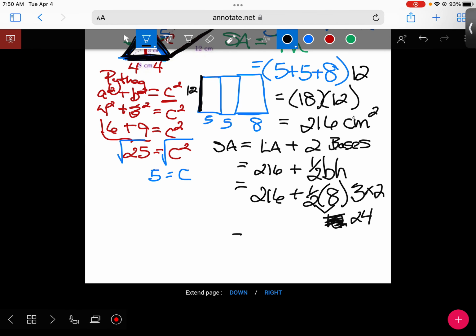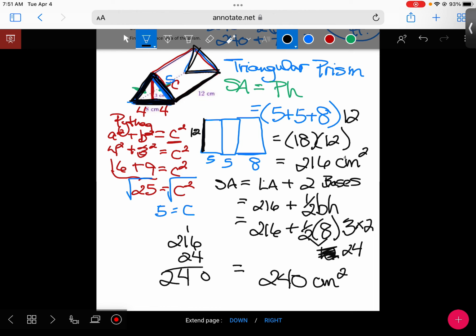So adding those together, 216 plus 24 is 240 centimeters squared. I'm going to change this. This should be lateral area up here. Under the triangular prism, that should be just lateral area.